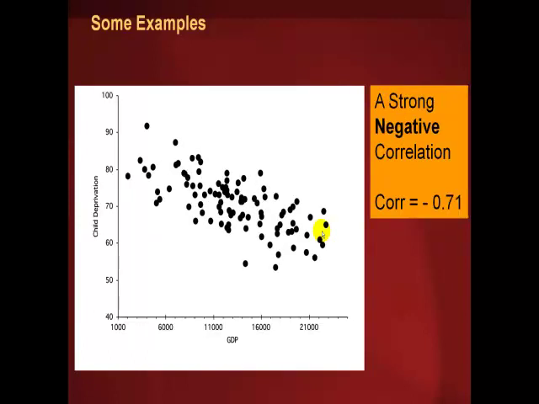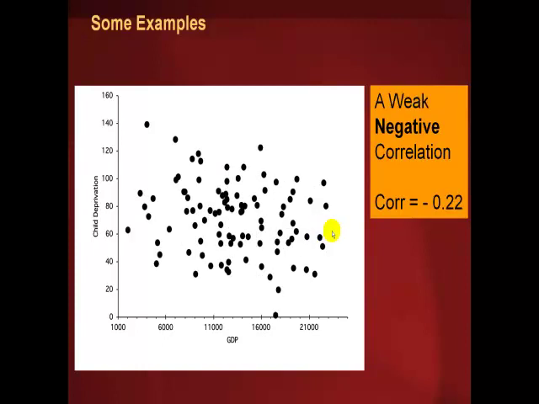And here's a strong negative relationship. There's a fairly strong line going downward. However, this one is all over the place. This is very weak. There's a slight negative. You can see there's a downward slope if you were to draw a line of best fit.